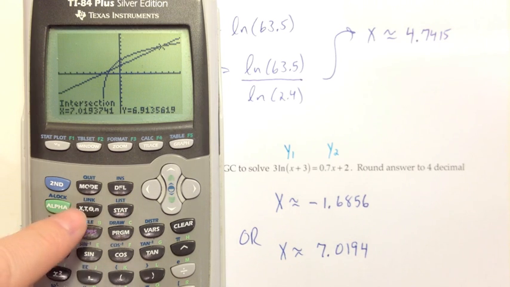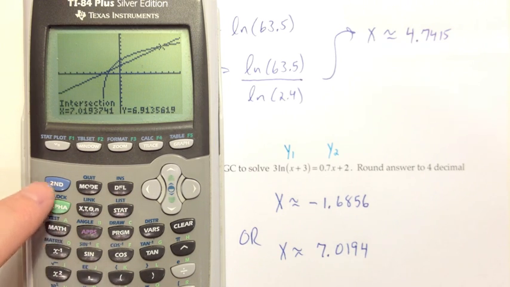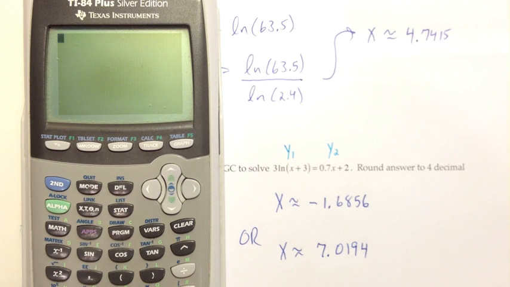This is a little bit of a pain to check, but I'll go ahead and show you. So what I need to do is enter in the first one using this value. So 3 times the natural log of x plus 3. So my x is negative 1.6856 and then plus 3. And I press enter and I get about 0.82.